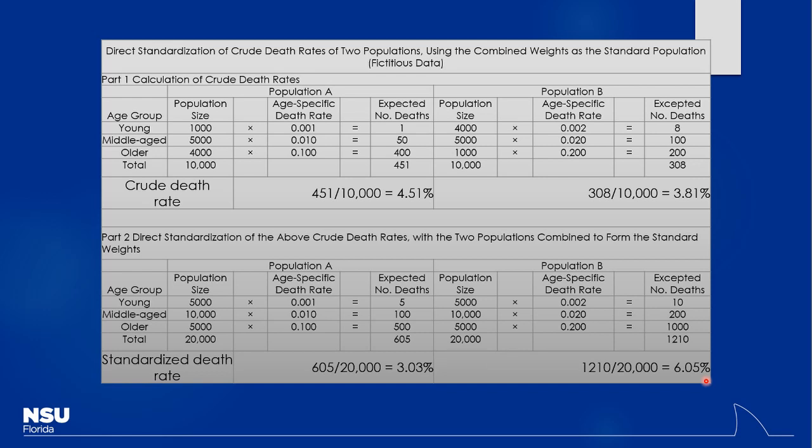We can see the population B actually has a higher death rate, even though if you looked at just the crude numbers, it does not really bear that out. But we're taking into account the fact that this population skews young, so we can try to eliminate that confounder, that bias, and actually get apples to apples comparisons, okay?